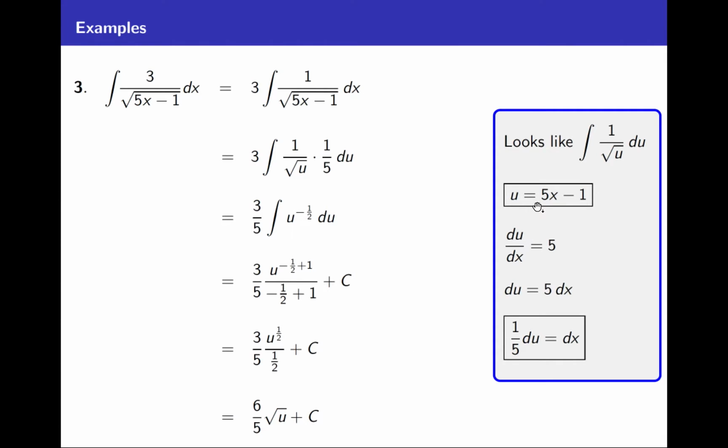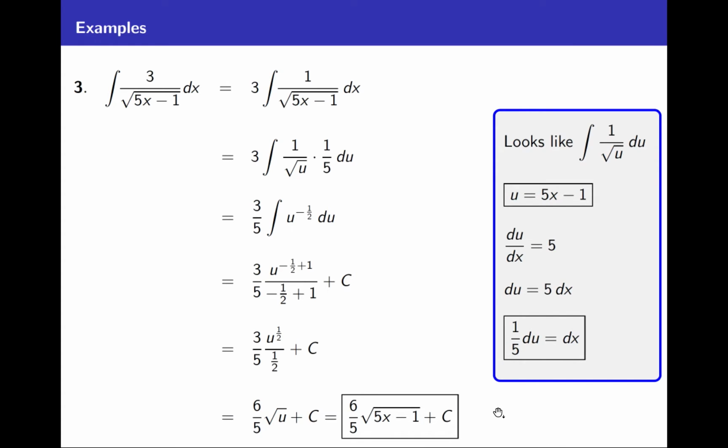And finally, remember that u is 5x minus 1. So now that substitution has done its job. We put back in the 5x minus 1, and we get an answer of 6/5 square root of 5x minus 1 plus c.